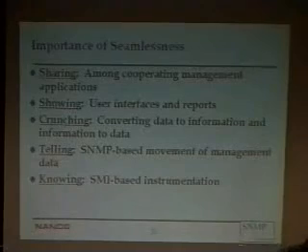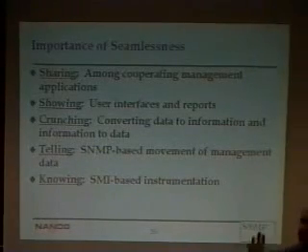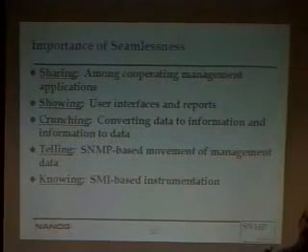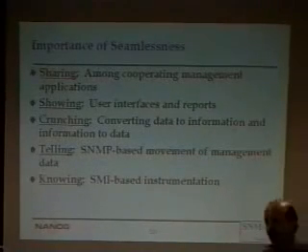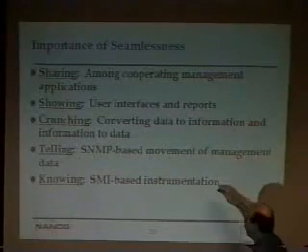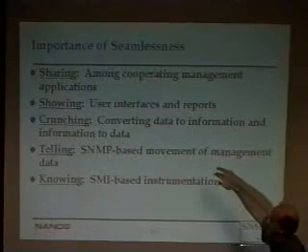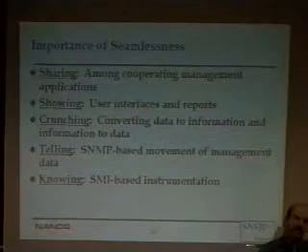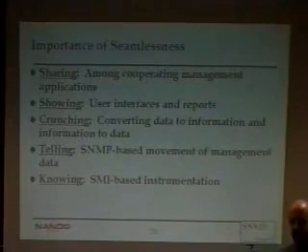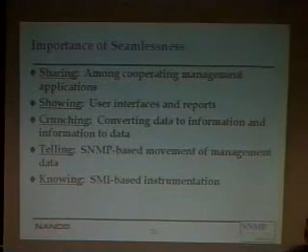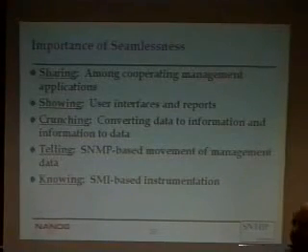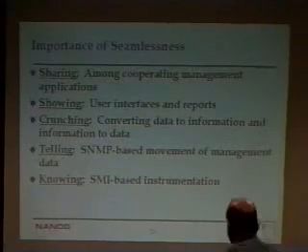Now we think this seamlessness between not only the network but the systems and the applications and services is really important, and the way that you get that is by having consistent data definitions and consistent data naming. The protocol is not as important in that regard, but we have to start at the bottom where we have SMI-based instrumentation, that is MIB objects. We move the data via SNMP. We have applications that convert the data into information and information into data. Information into data is where you're taking the configuration intent and moving it down to very specific configuration of minute details, then user interfaces, and then the sharing amongst cooperating management applications.